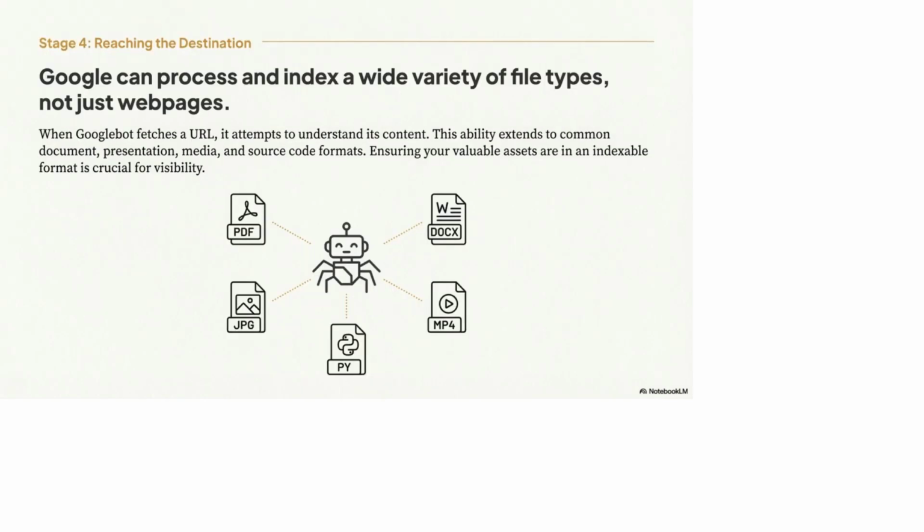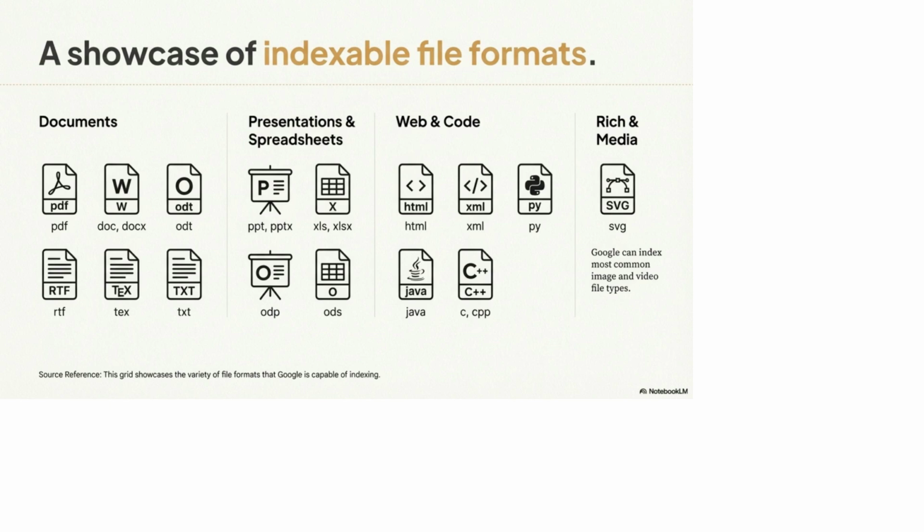Google can process and index a wide variety of file types, not just web pages. Googlebot attempts to understand content across common document, presentation, media, and source code formats. Here is a showcase of indexable file formats. Google can index various documents, presentations, web and code files, and rich media such as images and videos.